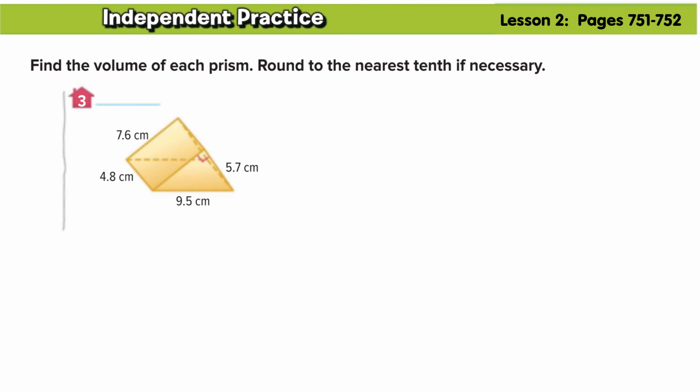Okay, question number 3. We're going to find the volume of this triangular prism. So we have the volume equals the area of the base times the height. Again, we have a triangle as our base. I'm going to outline it for you here. Now, notice how this is a right triangle. That's something to consider here.